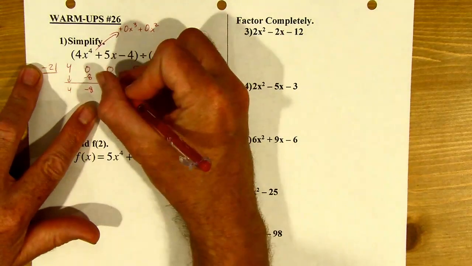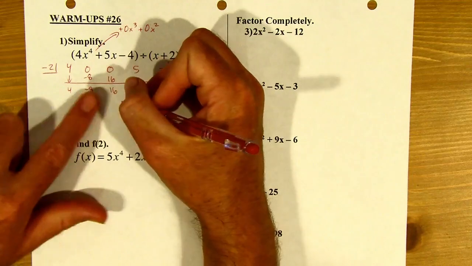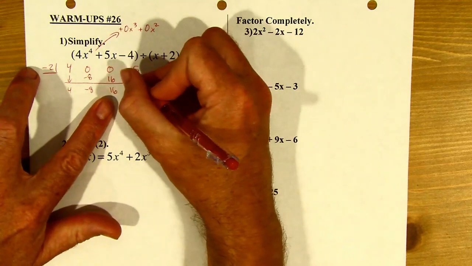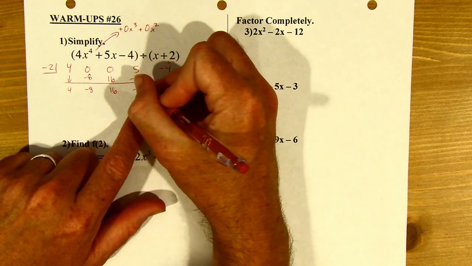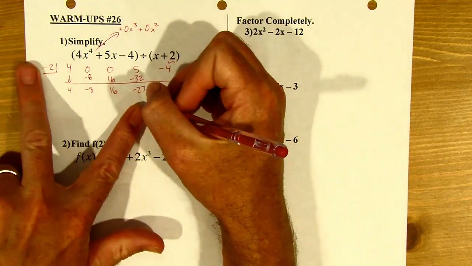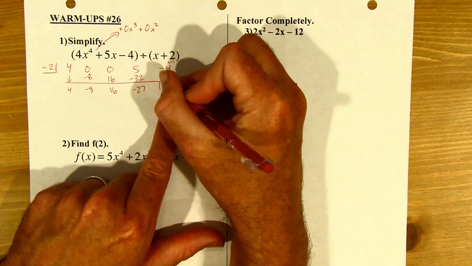Negative 8 times negative 2 is 16. Every time I get 2 numbers above the bar, I add them together. 16 times negative 2 would be negative 32. Add these two together, that gives me negative 27. And then negative 27 times negative 2 would be 54. Add those to get 50.